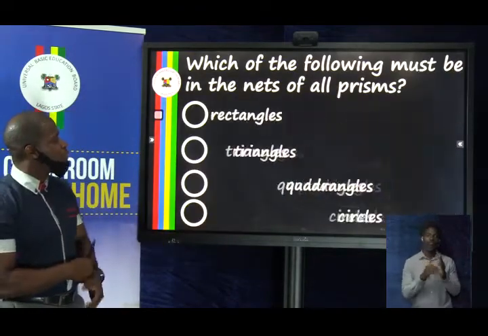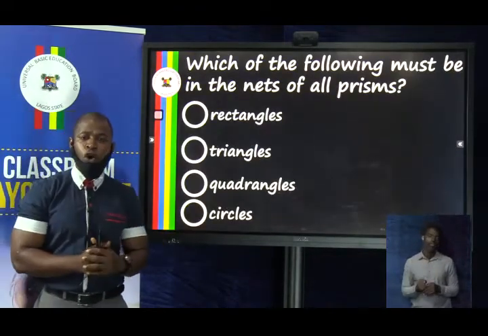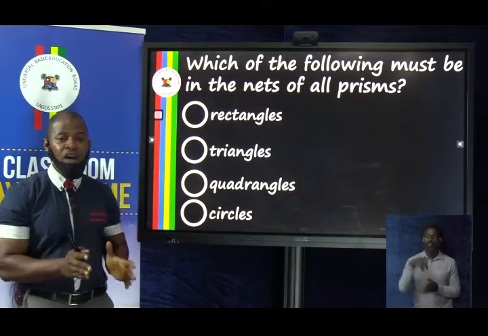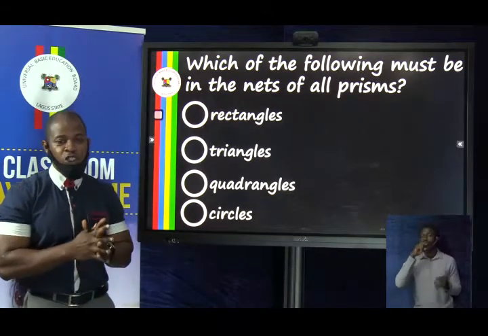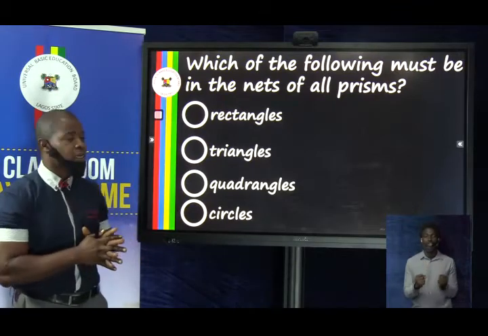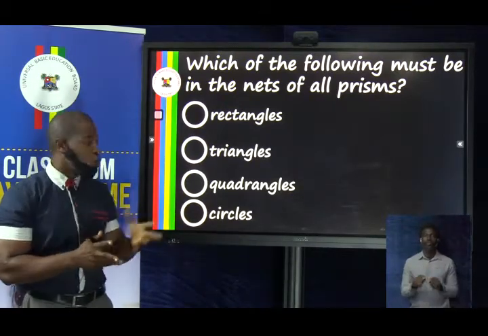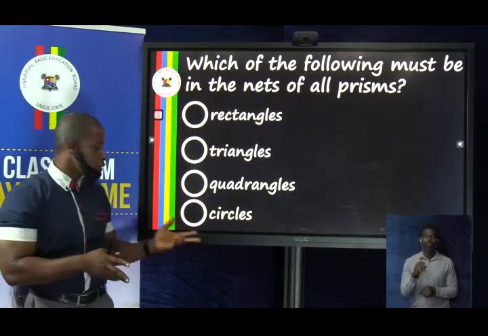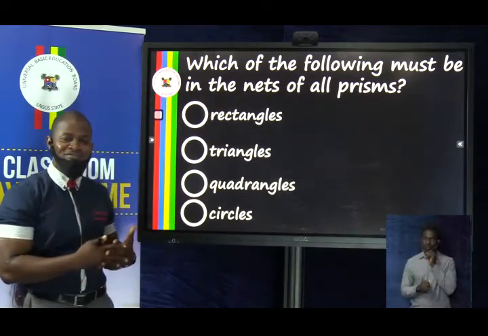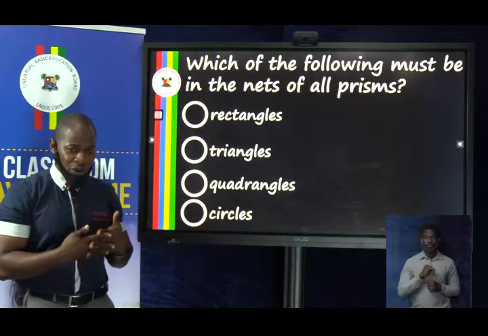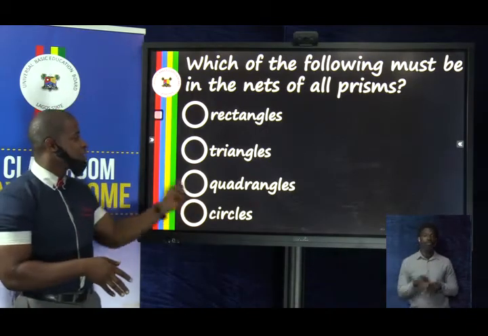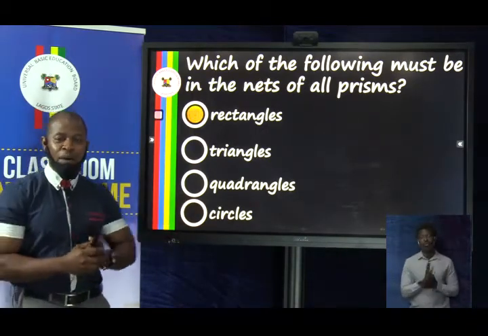Which of the following must be in the nets of all prisms? All prisms must have a particular shape. Which one is it? Rectangles, triangles, quadrangles, or circles? Did I hear you right? Oh yes, I heard you right. You said rectangles, and you are correct, my friend.